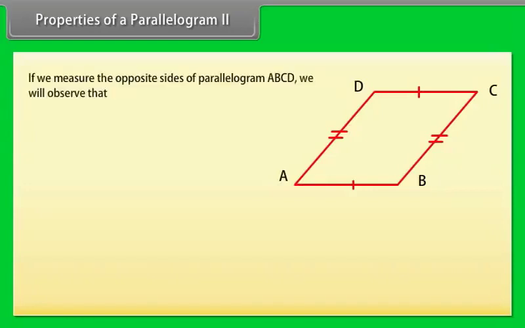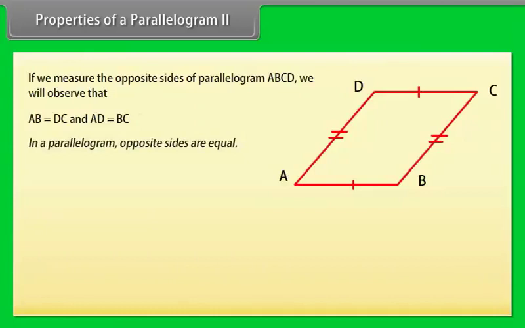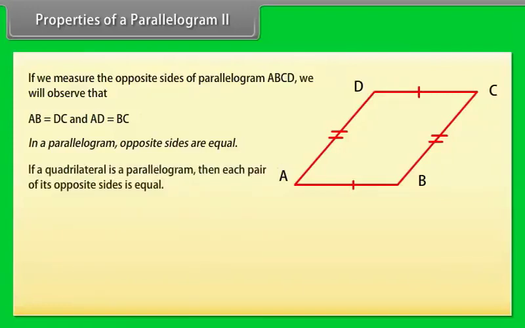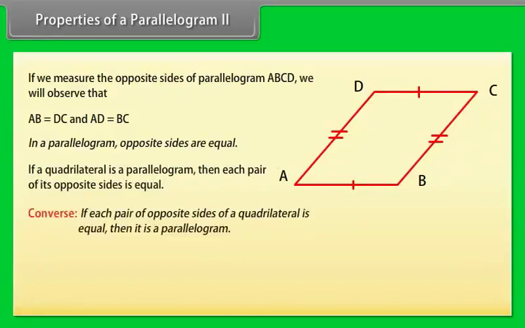If we measure the opposite sides of a parallelogram ABCD, we will observe that AB is equal to DC and AD is equal to BC, which is another property of a parallelogram. It says that in a parallelogram, opposite sides are equal. This theorem can also be stated as if a quadrilateral is a parallelogram, then each pair of its opposite sides is equal. The converse of this theorem results in another property.